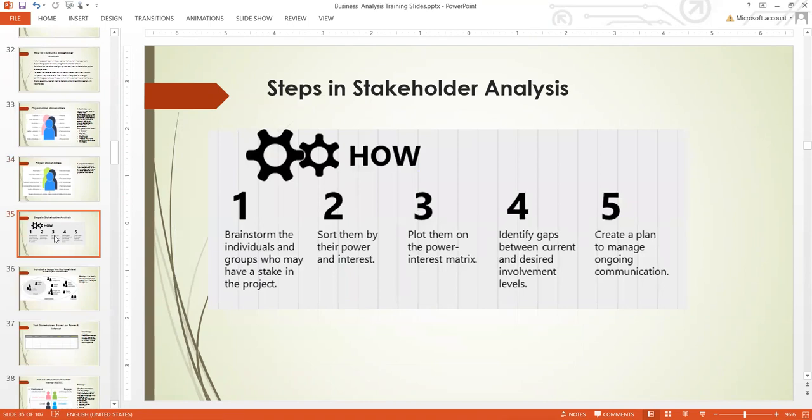Then we break down the steps to easily manage these stakeholders. Because so many times, I find that when people want to start stakeholder analysis, they don't know where to start. Some just start creating a communication plan, or some just jump into plotting the power matrix. And along the line, their stakeholder management will not be effective because they didn't follow it sequentially. So the first thing is, you must brainstorm individuals and groups who may make up your stakeholders list within that project.